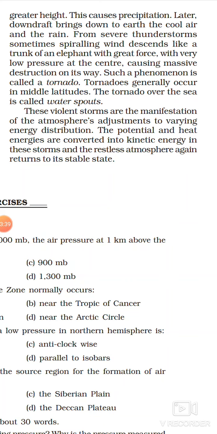As we have studied about the thunderstorm, just similar is the case with tornado. Tornadoes occur mainly in the middle latitudes, and they have the same phenomena of creation, but the location is quite different. They are mostly found in the middle latitudes. Low pressure is a must, as I told you, for the creation of these phenomena, causing massive destruction on its way.